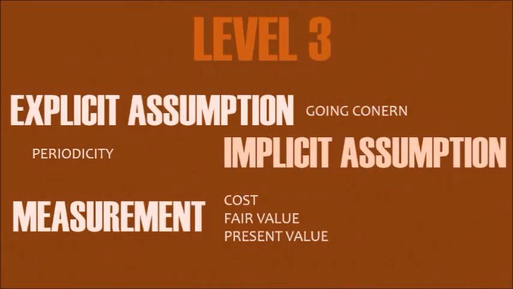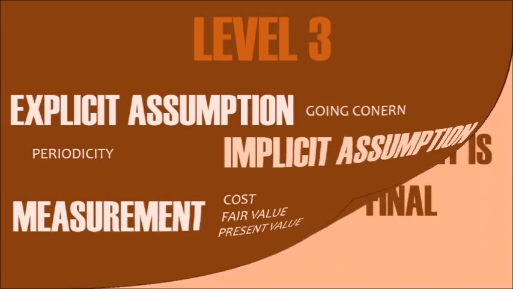The third level includes assumptions that are explicit and implicit, as well as measurement methods. The explicit assumption is going concern, meaning the entity will continue into the foreseeable future. The implicit assumption of periodicity refers to an entity's life being split up into equal sections. There are several measurement methods, some of which include cost, fair value, and present value.